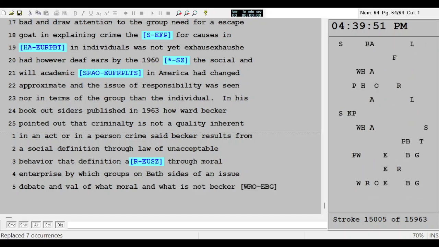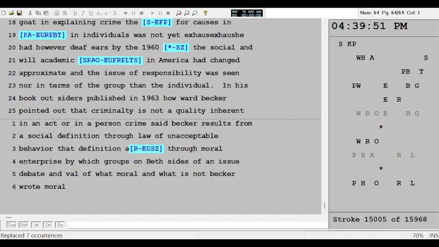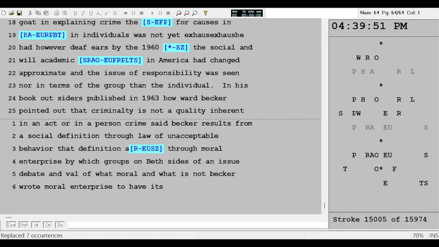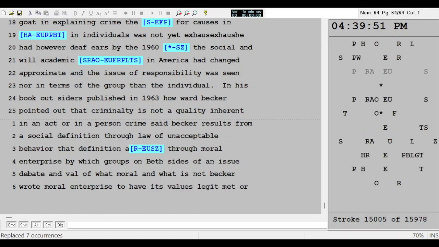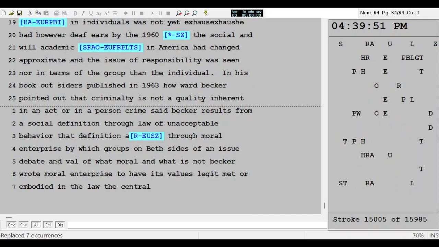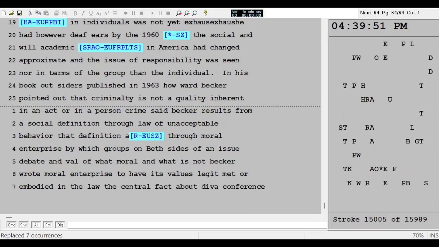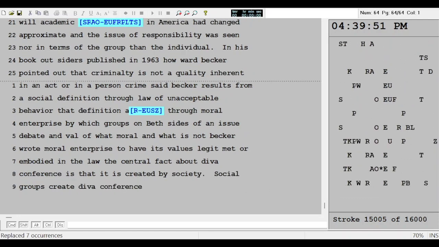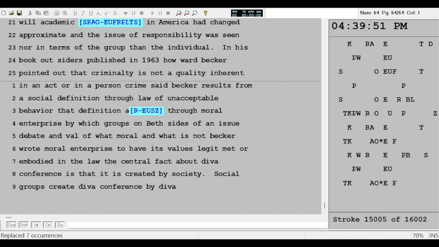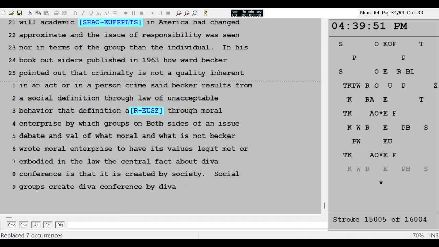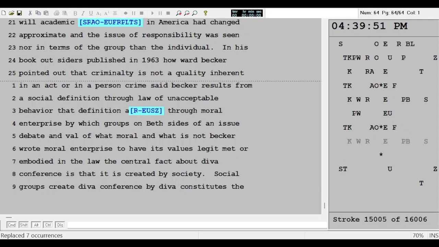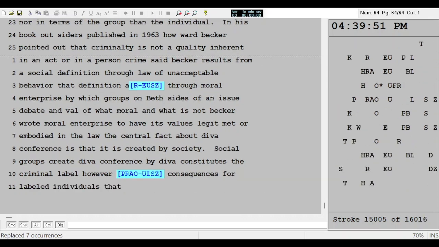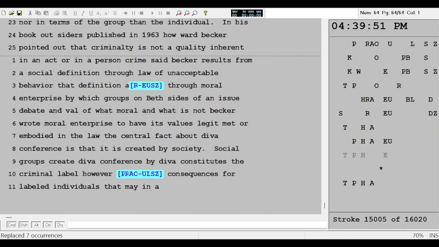Becker wrote, "Moral enterprise is the process undertaken by an advocacy group to have its values legitimated or embodied in the law. The central fact about deviance is that it is created by society. Social groups create deviance by making rules whose infraction constitutes deviance." The criminal label, however, produces consequences for labeled individuals that may necessitate continued criminality.